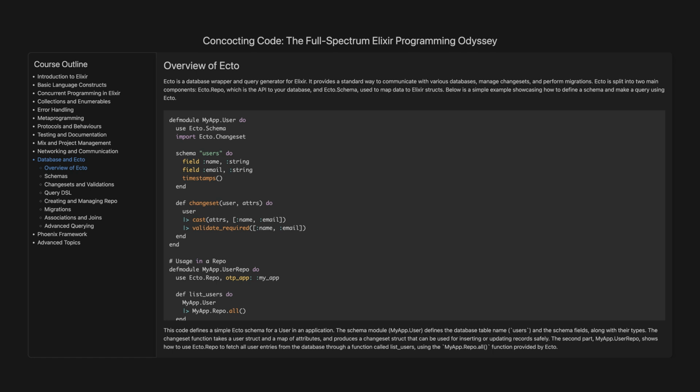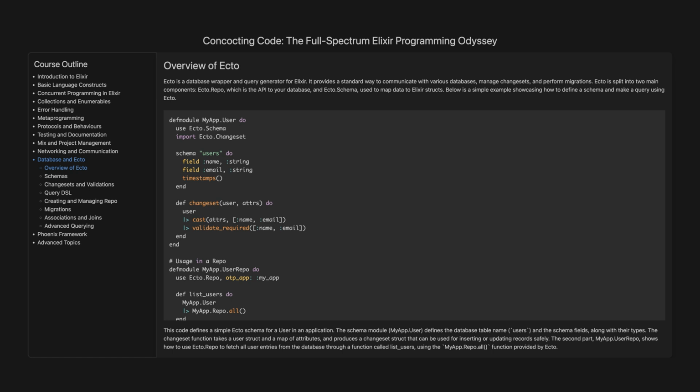Overview of Ecto. Ecto is a database wrapper and query generator for Elixir. It provides a standard way to communicate with various databases, manage changesets, and perform migrations. Ecto is split into two main components, Ecto.Repo, which is the API to your database, and Ecto.Schema, used to map data to Elixir structs. Below is a simple example showcasing how to define a schema and make a query using Ecto.